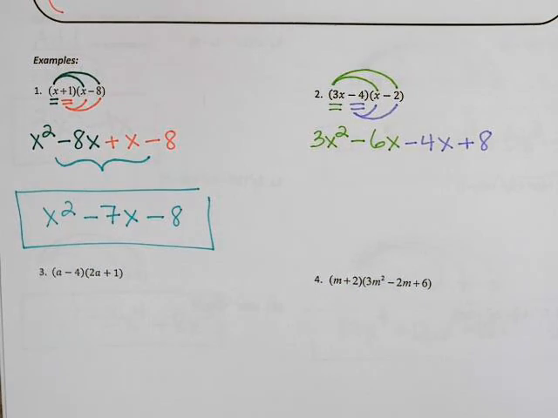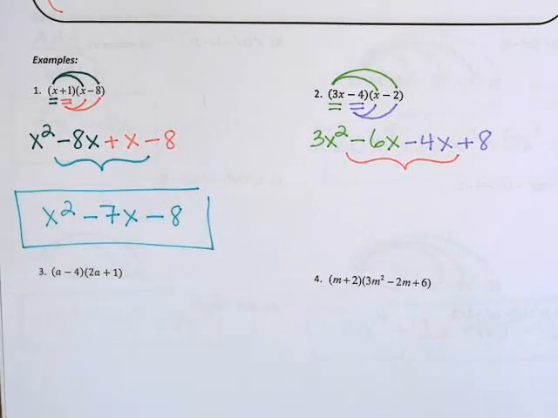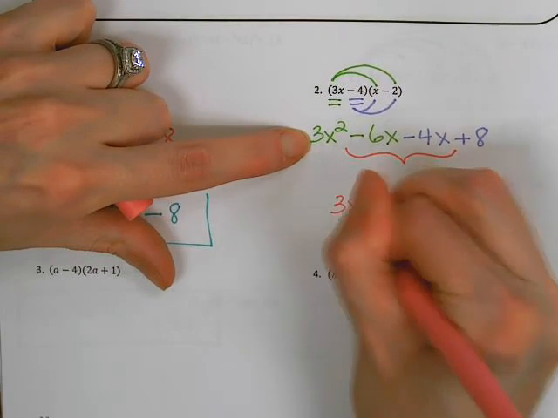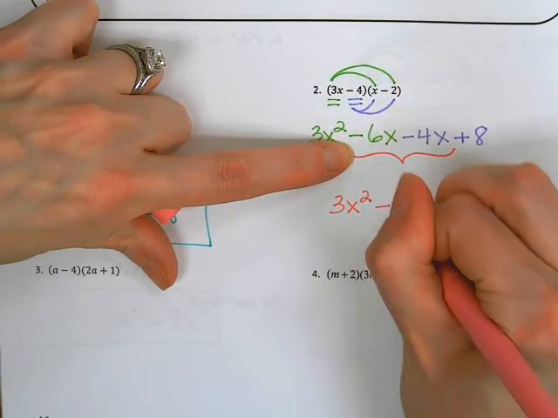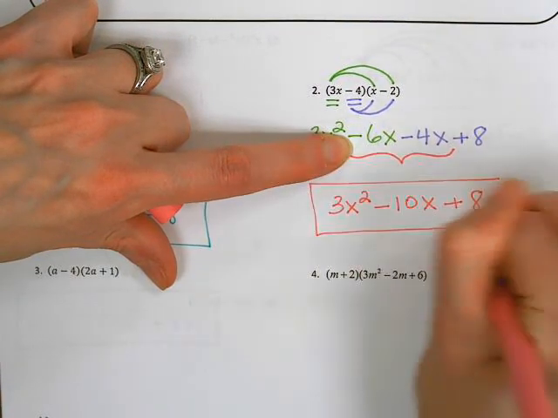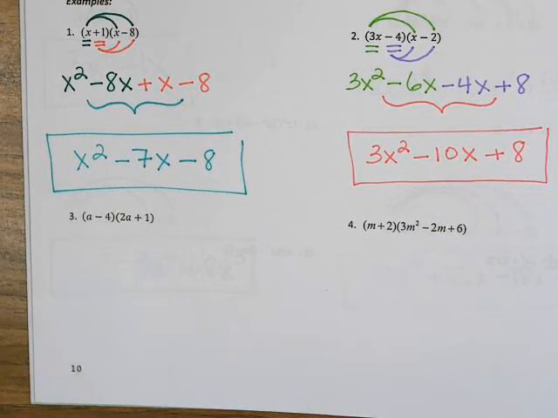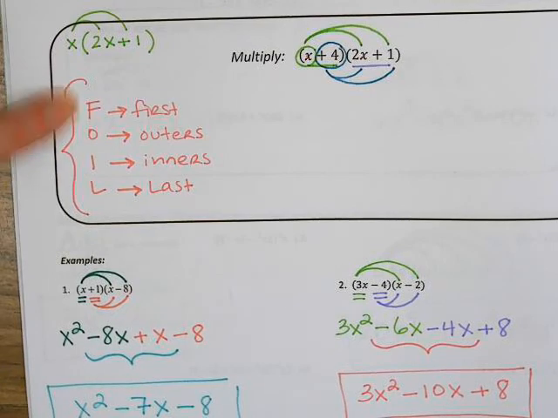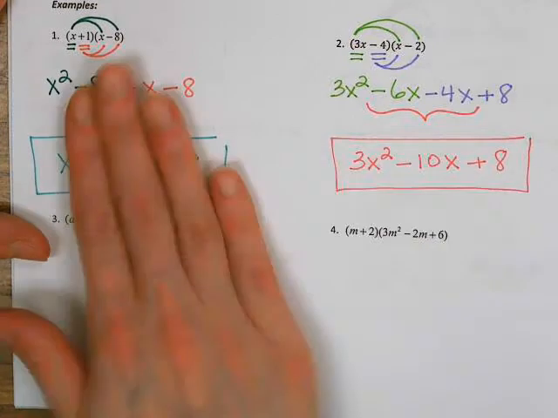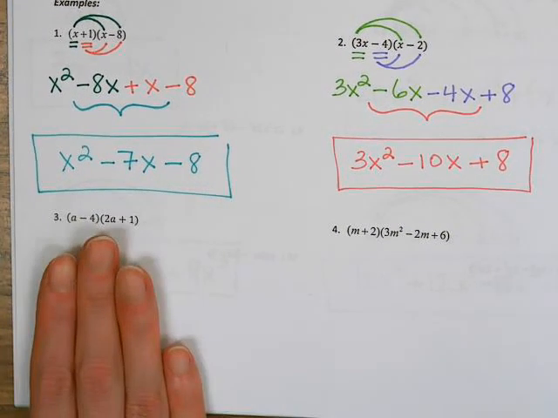All right, then we're going to go through and add like terms, and again it looks like these guys are like terms. Okay, so if we put those together, we end up with the 3x squared. When you add these, you get minus 10x, and then you still have the plus 8. All right, not too bad, right? Okay, now number 3, I'm going to talk you guys through FOIL. If you like this way, do it again. If you want to see the FOIL way, I'll show it on this one.